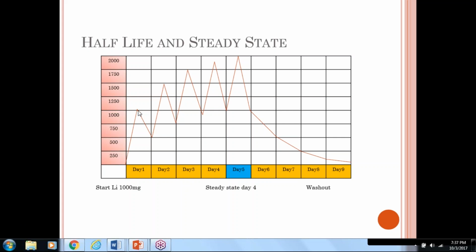And voila, you get up to 1,000 milligrams. That's how much you have on day 1. But by the end of day 1, at the end of a half-life, which is 24 hours, let's say for lithium, you're down by half. So you took 1,000 milligrams, and at the end of a half-life, you're down to 500.